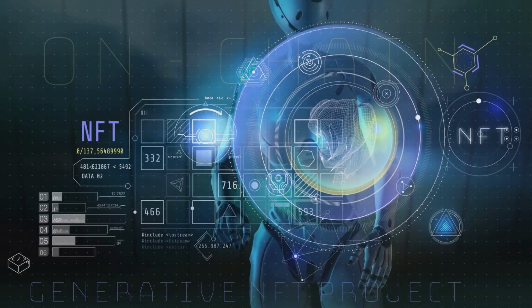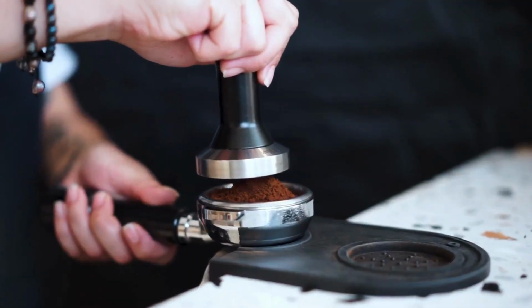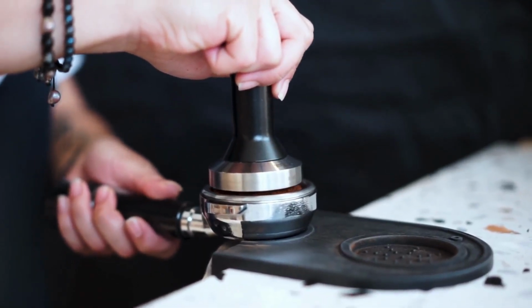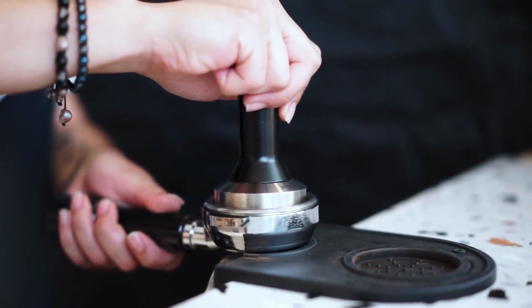Variational autoencoders, or VAEs. These learn a compressed version of the data, and then they can use that compressed knowledge to generate new variations. Great for creating similar but different images or even designing new molecules.